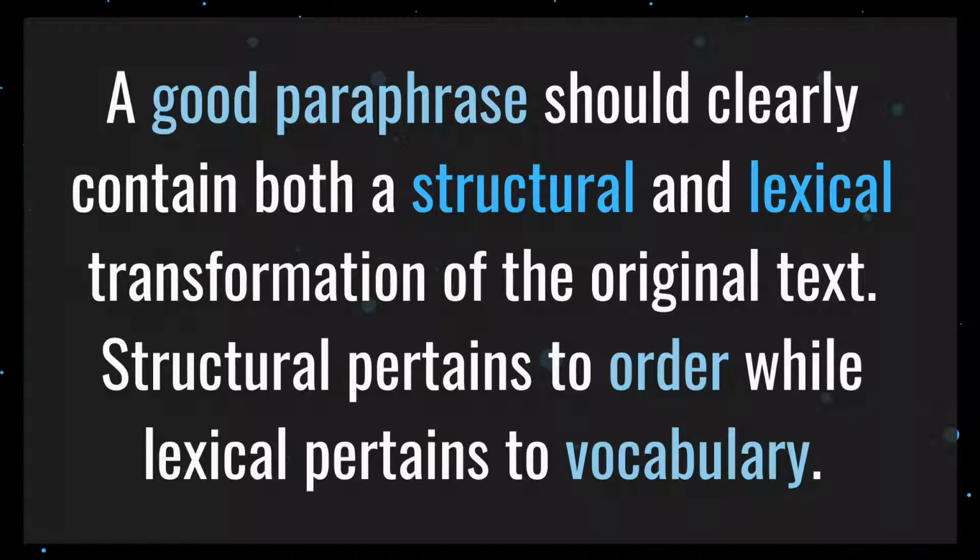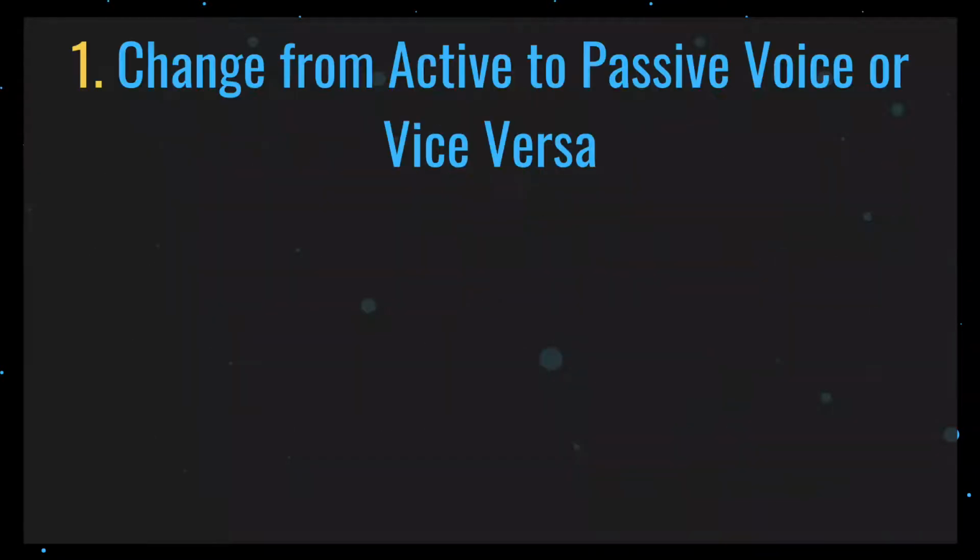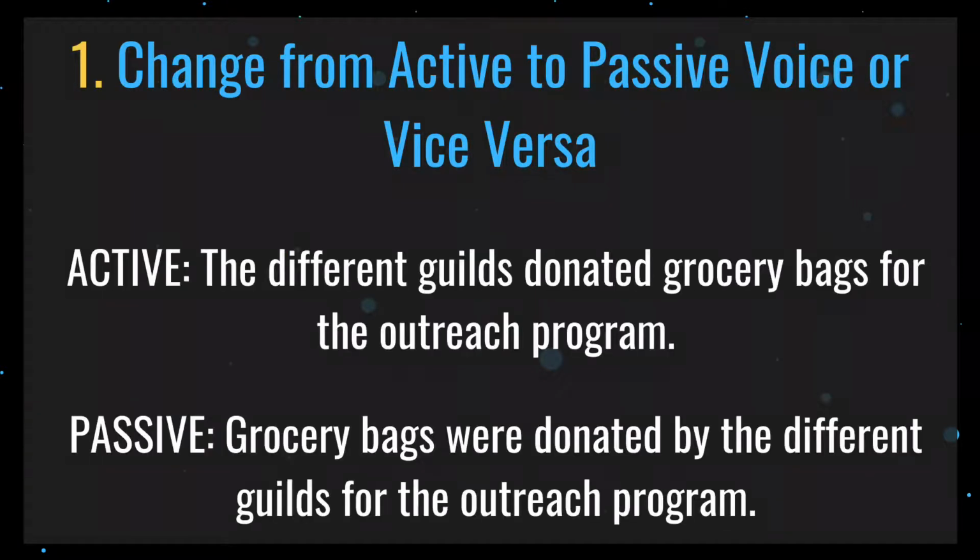Here are strategies for structural change. Number 1. Change from active to passive voice or vice versa. Make the subject of the sentence the object or vice versa. For example, active voice: The different guilds donated grocery bags for the outreach program. Passive voice: Grocery bags were donated by the different guilds for the outreach program. Notice how the object in the first sentence, grocery bags, became the subject. Do not forget to observe the other necessary changes.